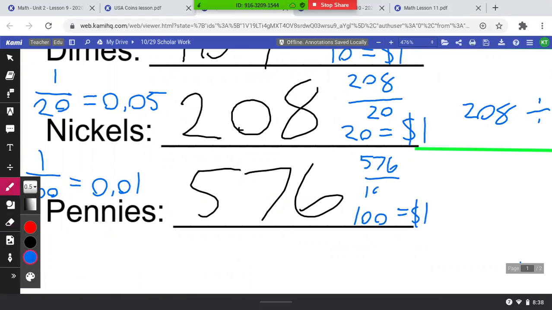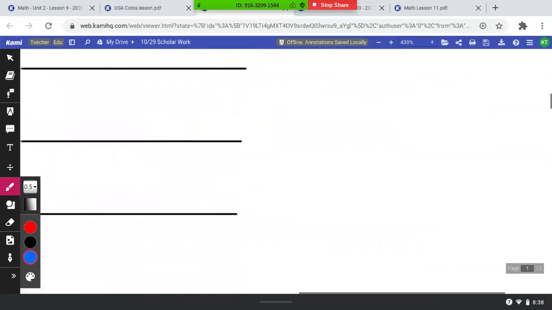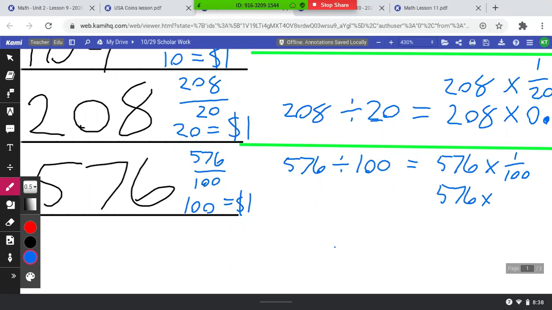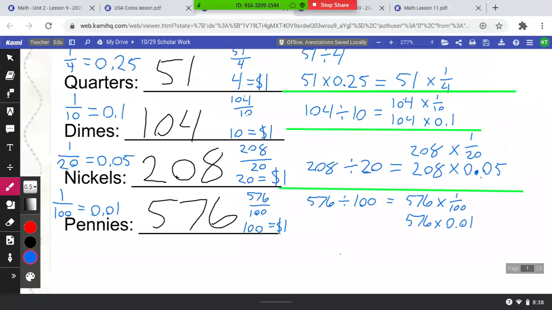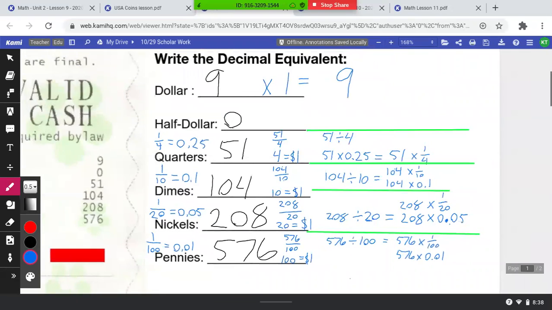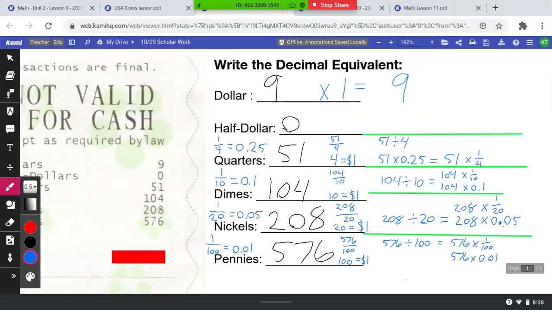576 out of 100. So what we can do is 576 divided by 100, or we could do 576 times 1 out of 100, 576 times 100. These are the same. So take a look at these values and see if you understand what we did and why we did it.